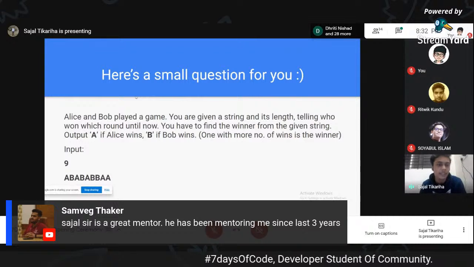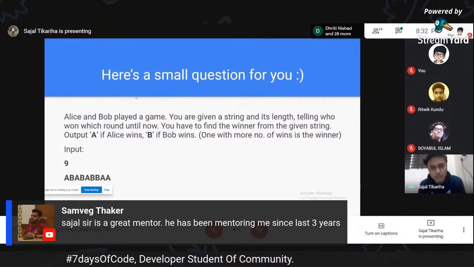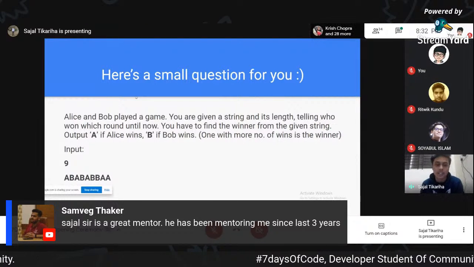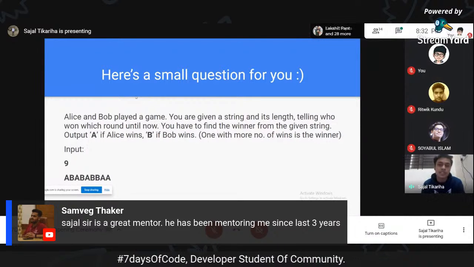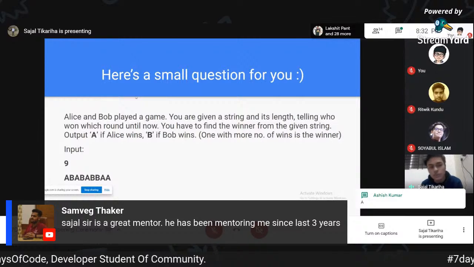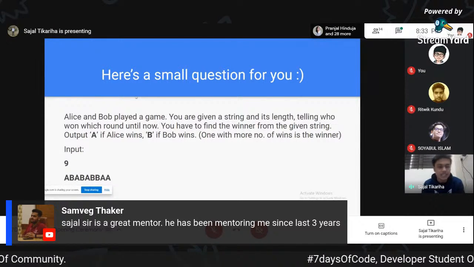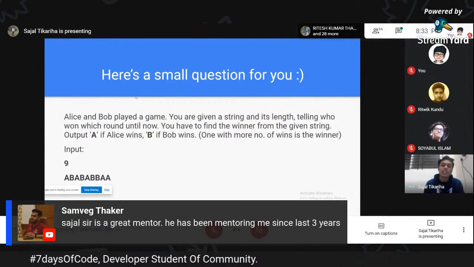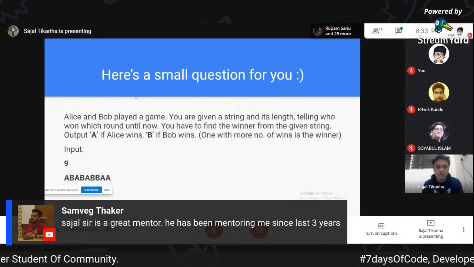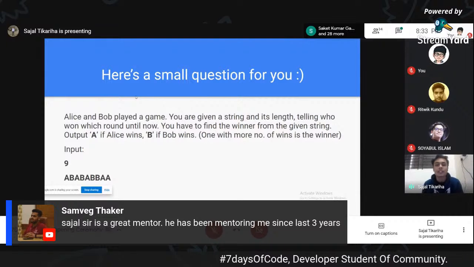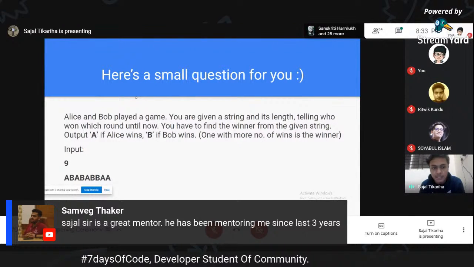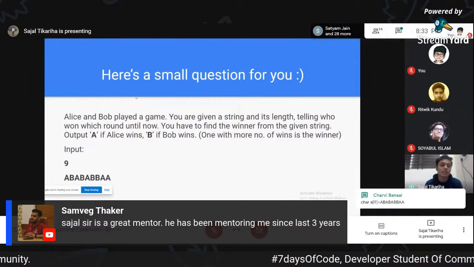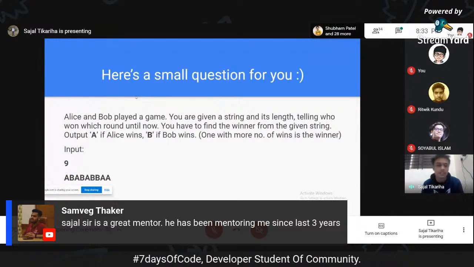So we have got Alice and Bob. They played a game, and you are given a string and its length, telling who won which round until now. In the input section, you can see 9, which is the length of the given string, and the string itself, which comprises A and B. A means A wins and B means B wins. You have to find the winner from the given string. Output A if Alice wins, output B if Bob wins. The one with more number of wins is the winner.